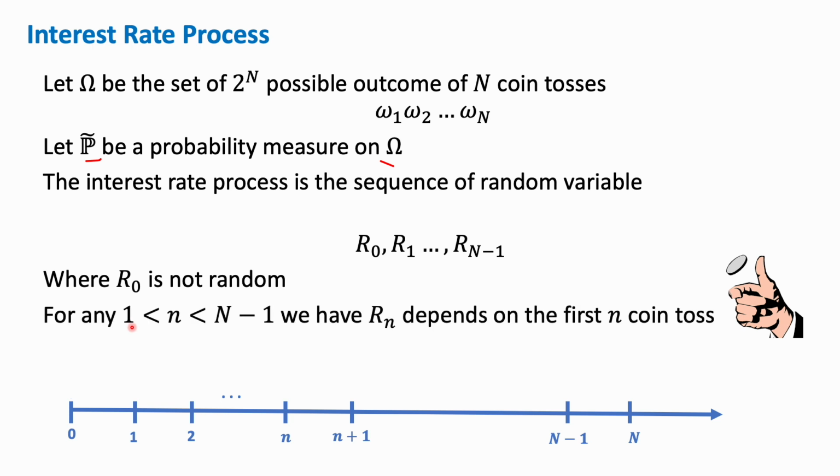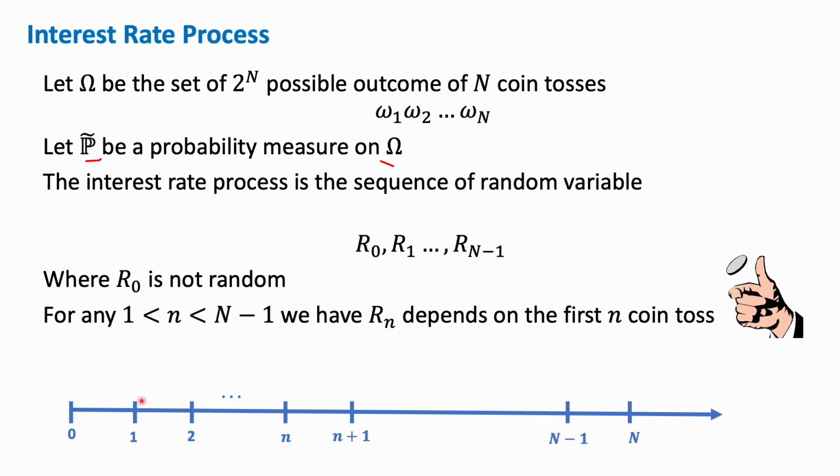And for any n between 1 and n minus 1, we have Rn depends only on the first n coin tosses. And that makes sense. So R0 depends on no coin tosses because it's not variable. But then R1 will depend on the first coin toss. So maybe once you get that money back after the first period, if it's a head, maybe the interest rate goes up by 1%. If you get a tail, the interest rate goes down by 1%. So the interest rate at period 1 will depend only on the first coin toss, and the interest rate R2 will depend on the first two coin tosses, right?